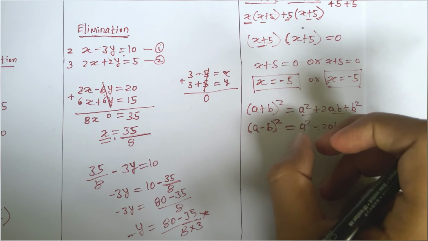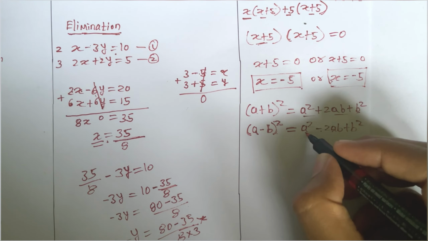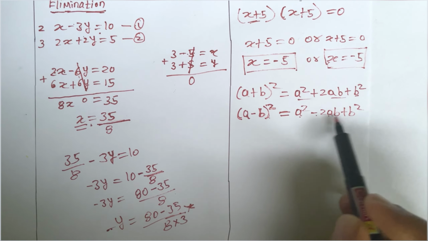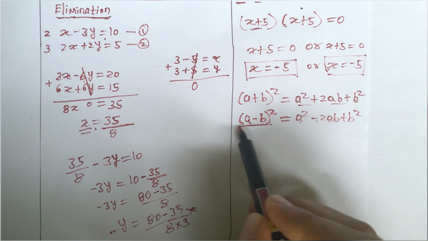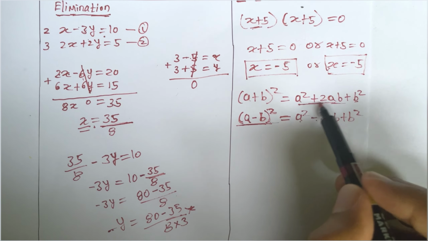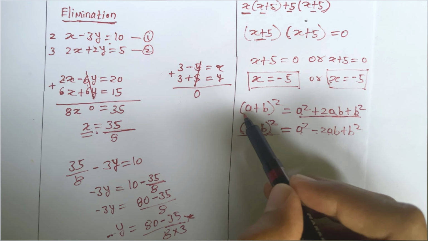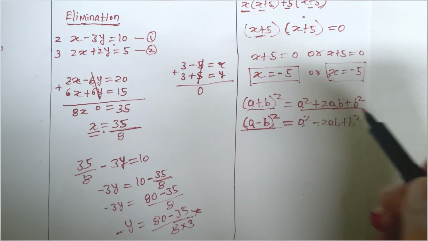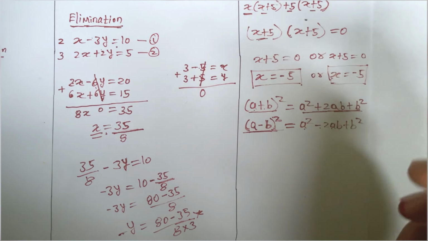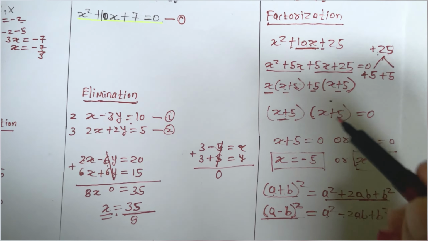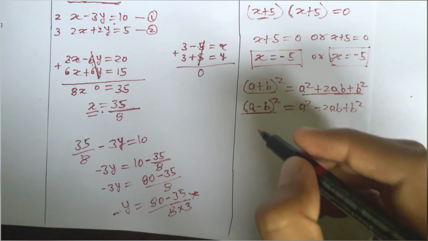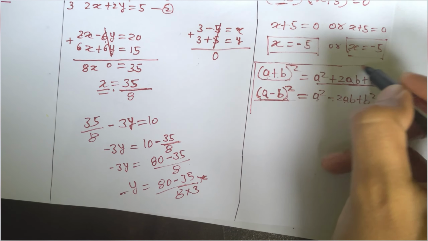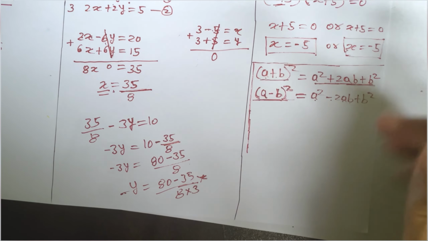While solving a quadratic equation, if you see an equation in this format, you can directly write it as a plus b the whole square. Or if you have a plus b the whole square, you can expand it and then solve the quadratic equation using the factorization method. So you have to remember these two important formulas.